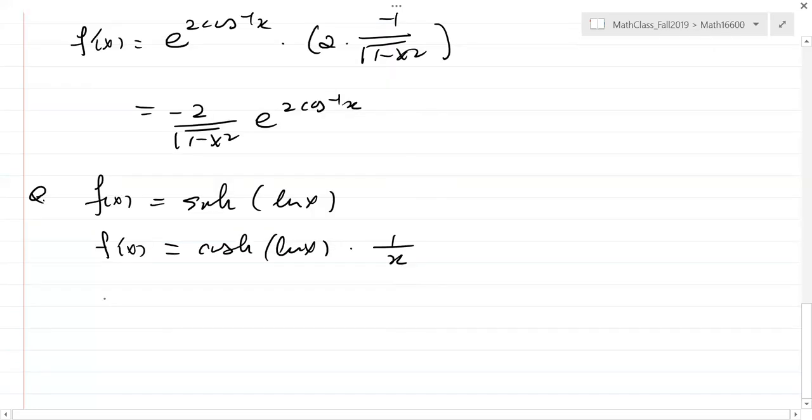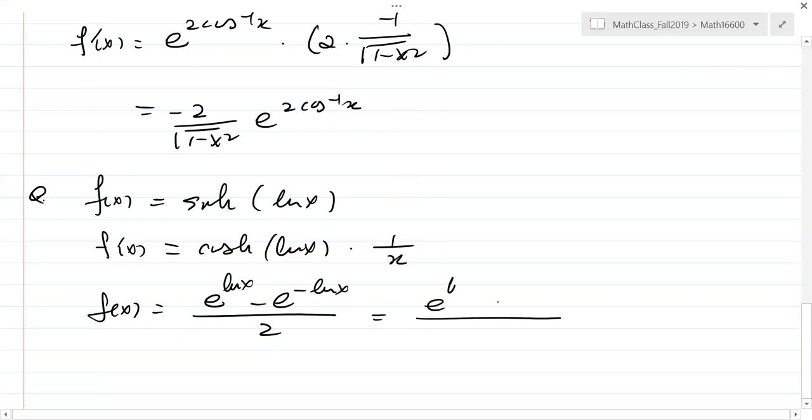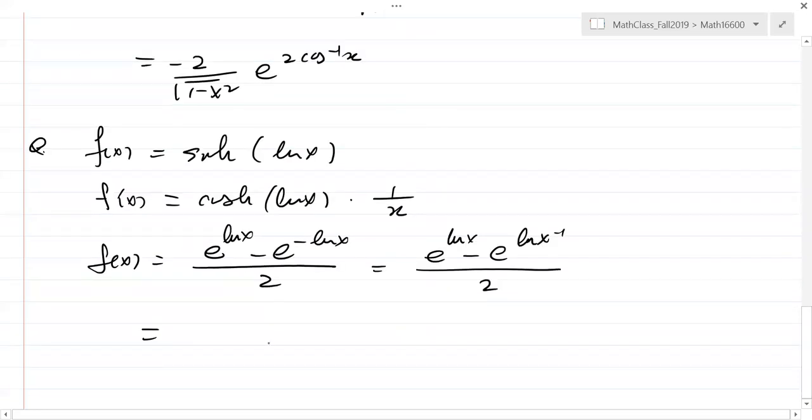But you can also look at the function from the definition of hyperbolic sine: e to the natural log x minus e to the negative natural log x, over 2, right? And you know that e and natural log, when they meet, cancel out. So you will get x minus 1/x over 2, so you get a sum of two power functions.